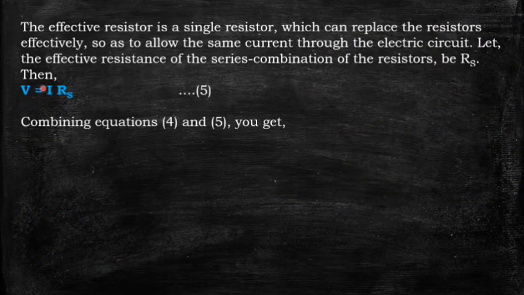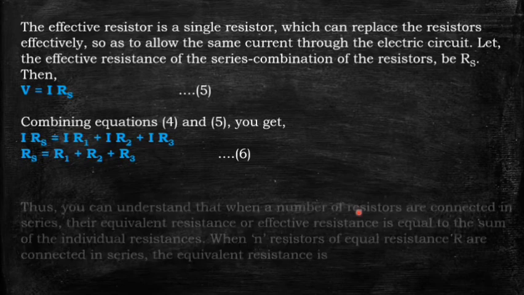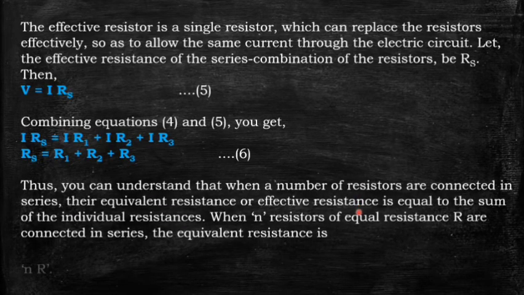that is given by V is equal to IRS. Combining equations 4 and 5, we get V is equal to IRS. In place of V we put IRS, and in place of V1 we put IR1, V2 IR2, and in place of V3 we put IR3. Taking I as common, we get RS equal to R1 plus R2 plus R3. That's what I told you. In place of 1 ohm, 2 ohm and 3 ohm, we can put 6 ohm as the resistor. That is an effective resistance.